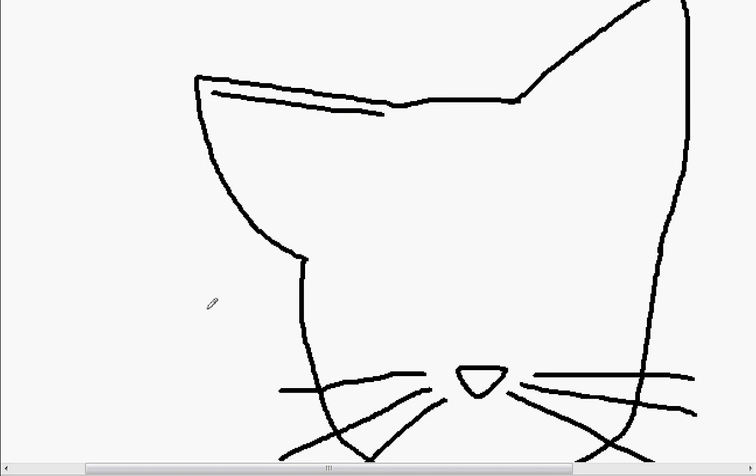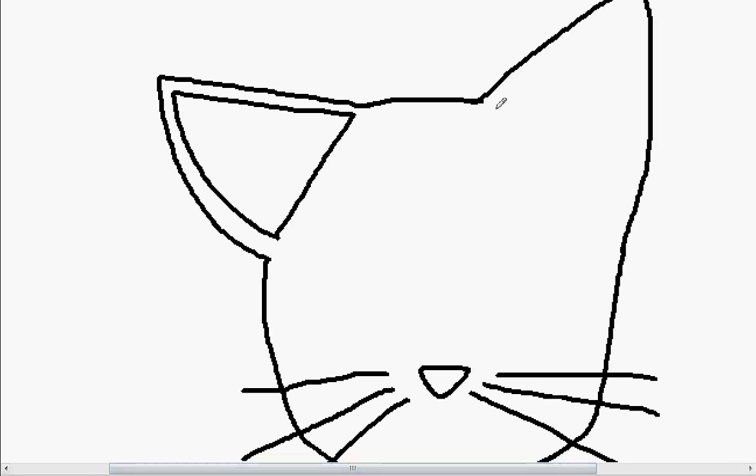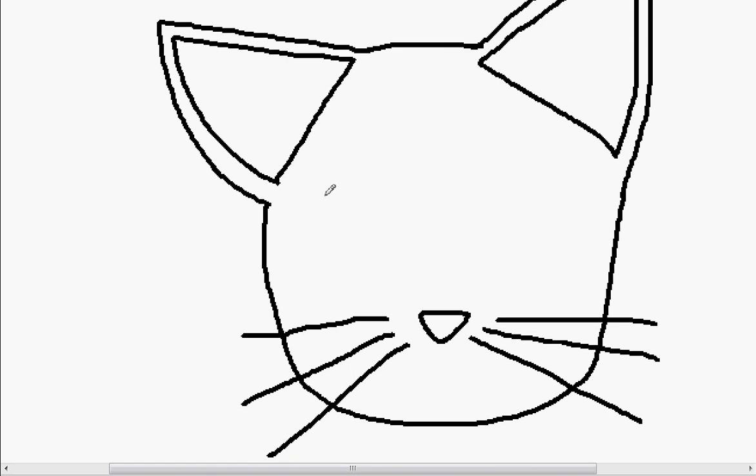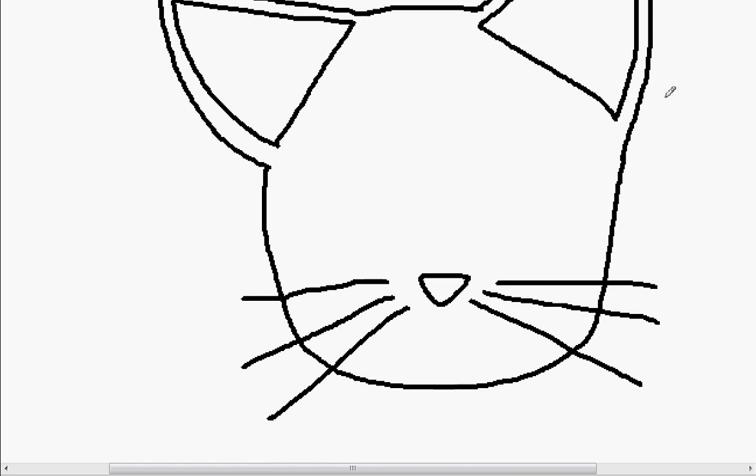Cats just don't have triangles sticking out of their heads, so you have to draw a little other triangle in there, because cats have normal-looking ears. What I like to do is put a little line here to show that that's where his head is curving and that's where his ears go back. If you get what I'm saying.